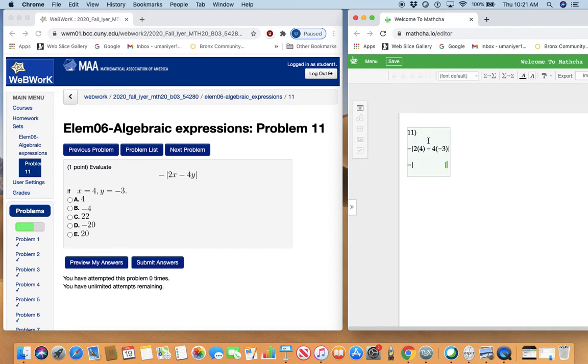Multiplication takes precedence over subtraction, so multiply first. 2 times 4 is 8, minus 4 times negative 3 is negative 12. All right, so you have a negative outside, then absolute value of 8 minus negative 12. Negative followed by negative is positive 12, so 8 plus 12 is 20. That is negative of absolute value 20, which is simply negative 20.